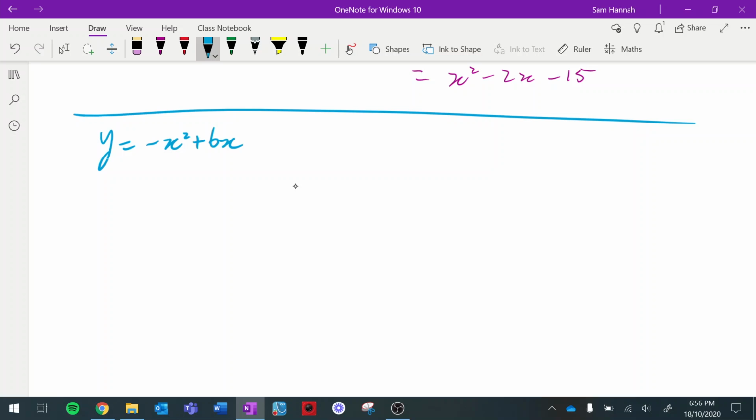So, what do we do? Well, first we find the y-intercept. We sub 0 in for x. So here we get minus 0 squared plus 6 times 0, and you can tell that that is 0. So the y-intercept is 0, 0. Next, we find the x-intercepts.